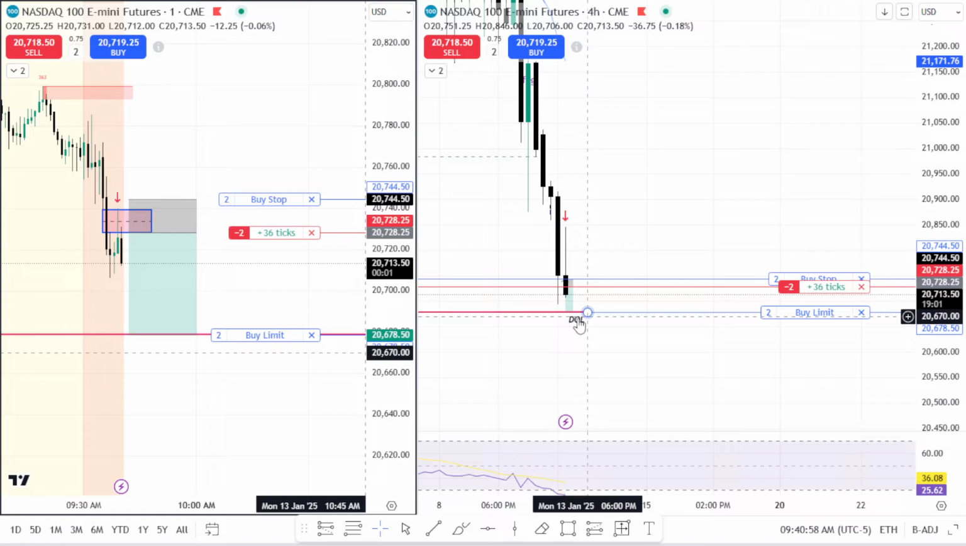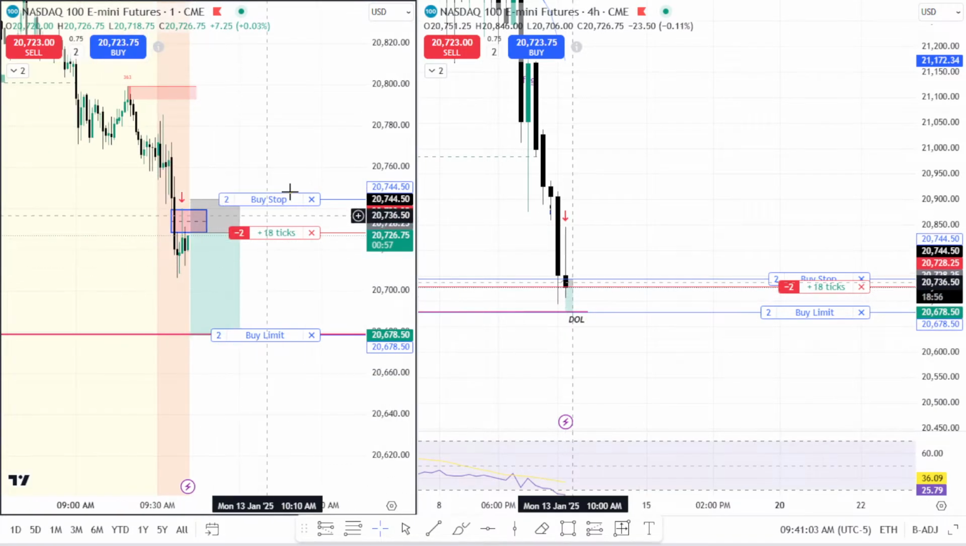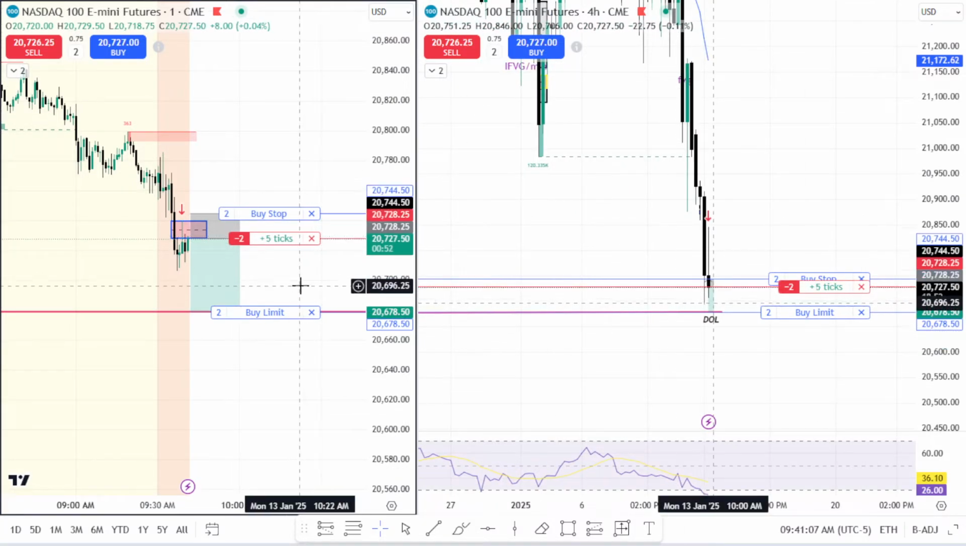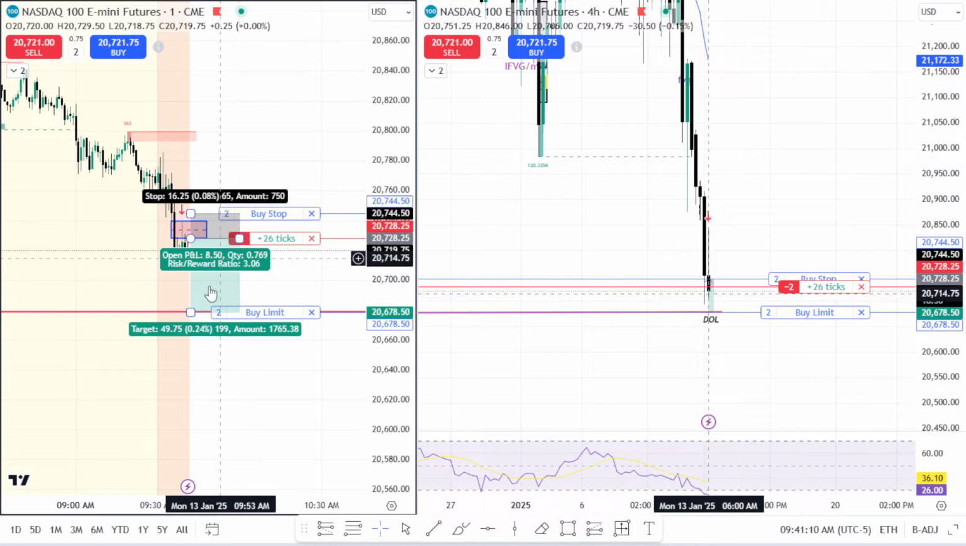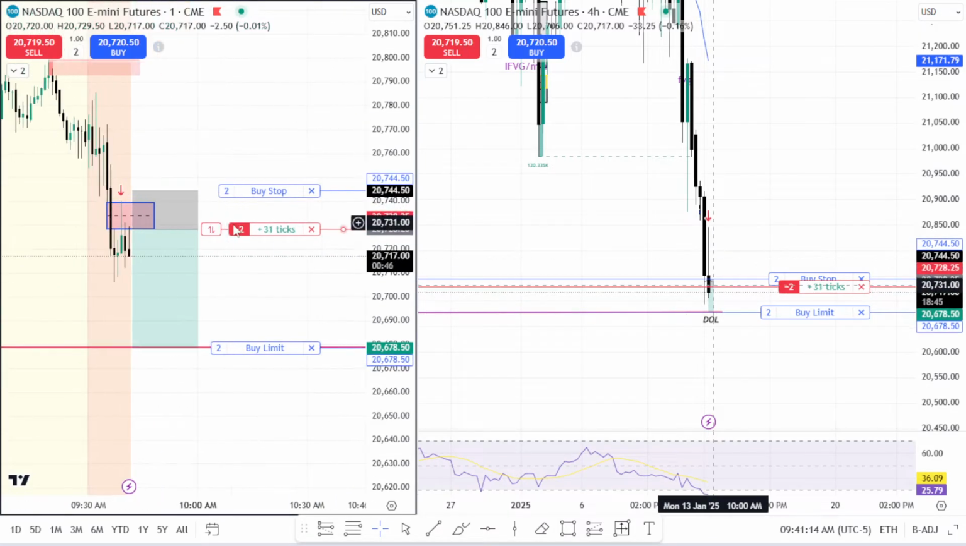This is my 4 hour draw on liquidity that I believe price is seeking here. We've been just selling off all day. This is my initial draw. I want to expect this to come down and take this out, right?